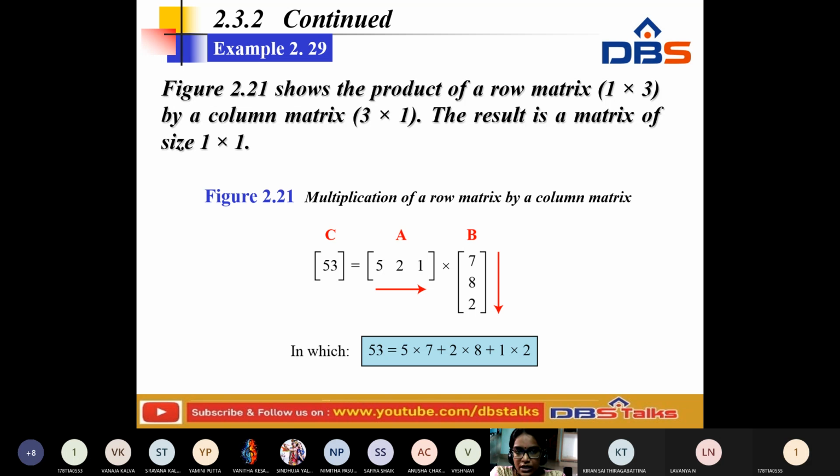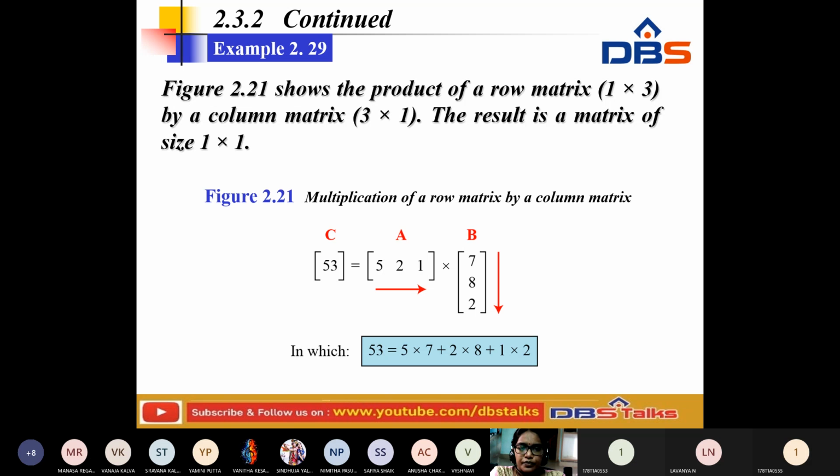See, this example is showing the product of a row matrix. It is of size 1 by 3. 1 by 3 means it has one row and 3 columns. How do we represent the size of the matrix? Here it does not have multiple rows. It has only a single row.